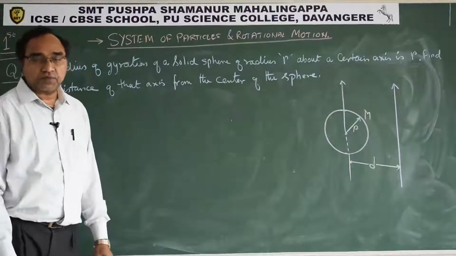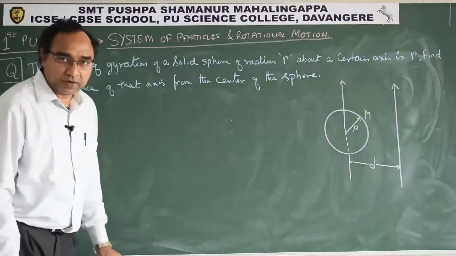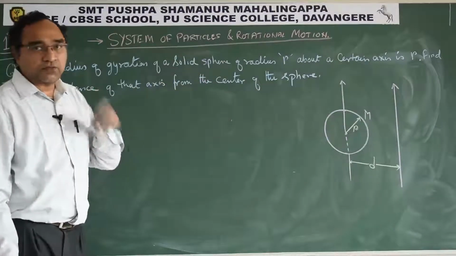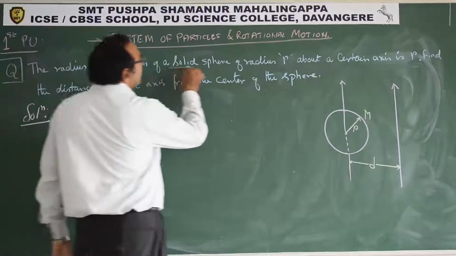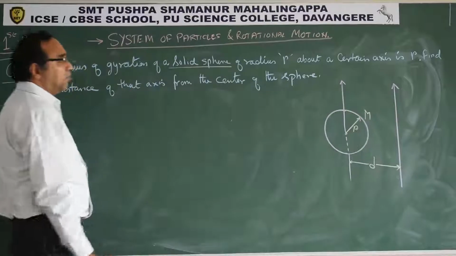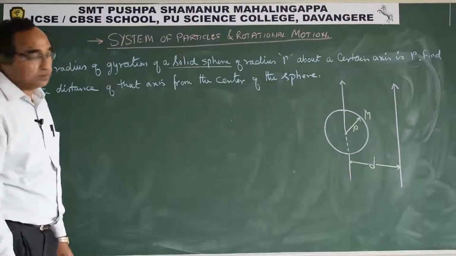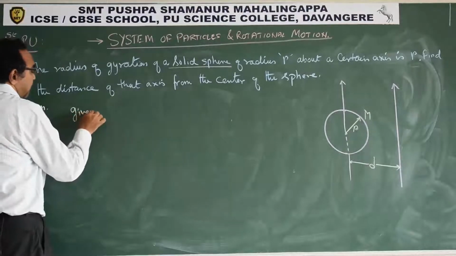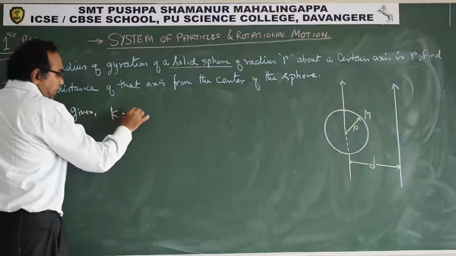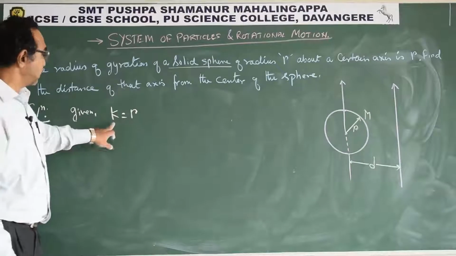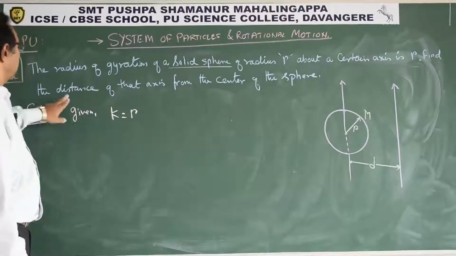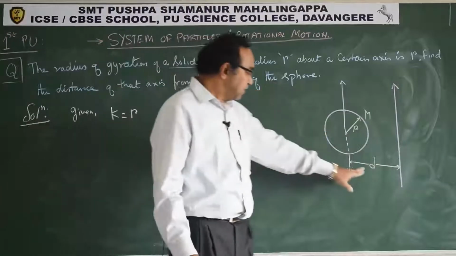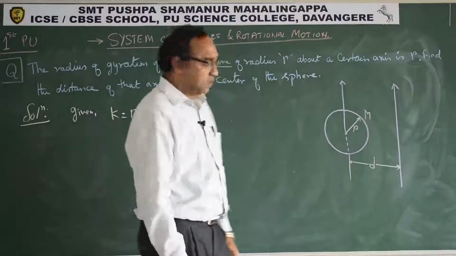The next question, this is a conceptual question. Please try to understand. The radius of gyration of a solid sphere of radius r about a certain axis is r. So what is given? We normally represent radius of gyration by k. So it is given k is equal to r. Find the distance of that axis from the center of the sphere. You have to find this distance.